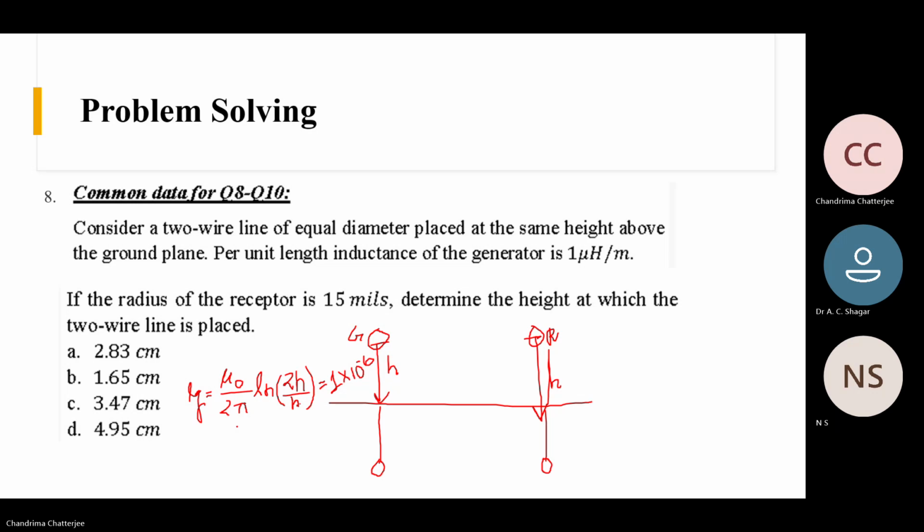Option A, ma'am. Yeah, right. Option A is correct, 2.83 centimeter. So both the generator and receptor are at a height of 2.83 centimeter from the ground plane. Okay, ma'am.